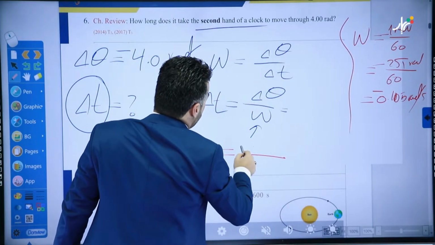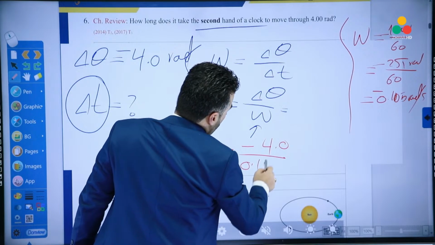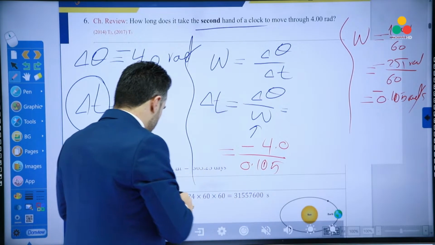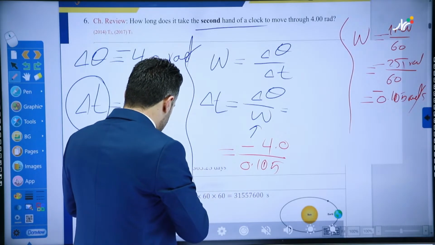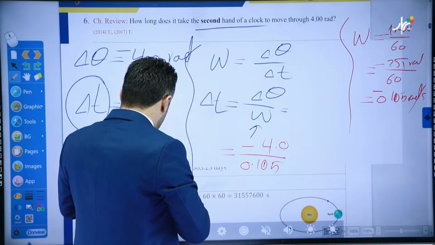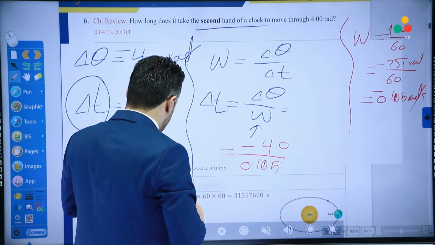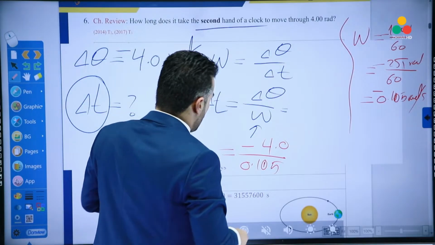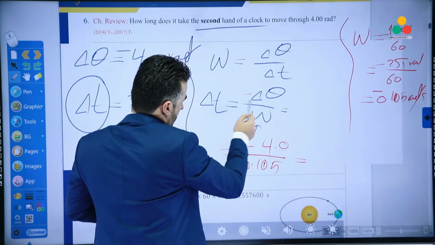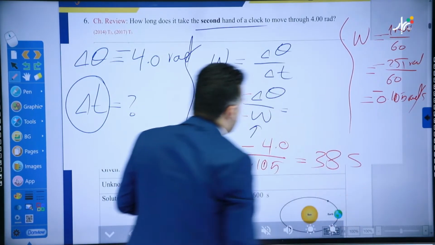So we can say negative 4 divided by 0.105, and of course, you can find the answer, which equals, let's see, negative 4 divided by negative 0.105. The answer is equal to 38, right? In this case, of course, these negatives cancel out, or you can say these two are both negative. So the answer is going to be 38 seconds, of course.